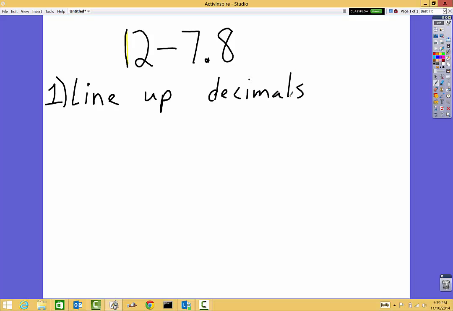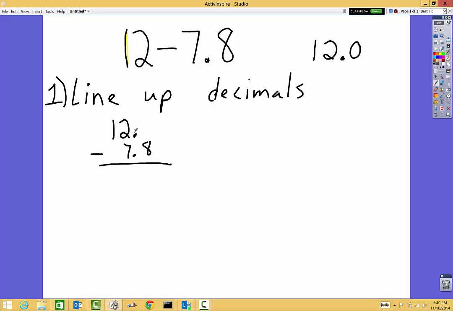So what I could do when I have a number that does not have a decimal, I can add a decimal point at the very end, and I can add as many zeros as I want. They're all going to be equivalent. So I see one decimal here, so let me write with my line up. So I have my decimal here, and now I'm ready to do my operation.